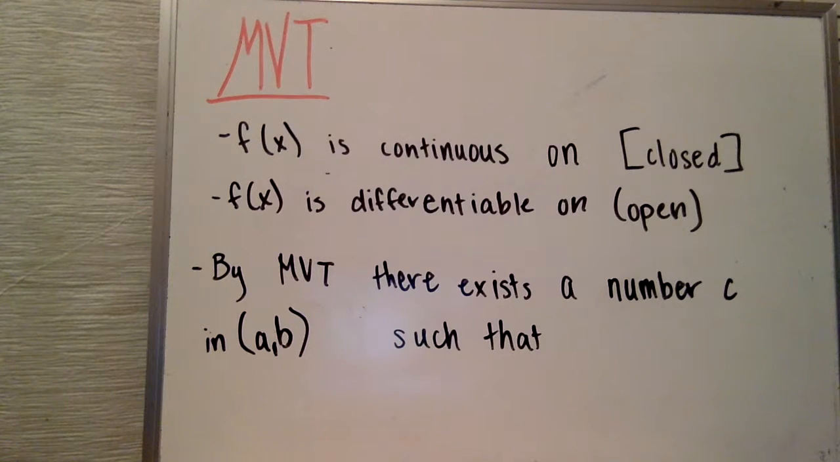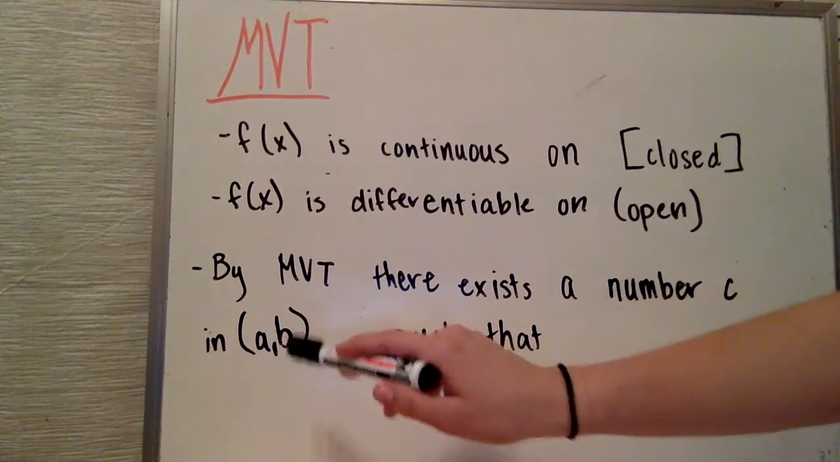It's always going to be continuous if it's a polynomial, and for differentiable, you just have to make sure, I'll show you in a minute, to prove that it's differentiable. These are your first two steps right here. And then the third step you're going to put is: by MVT there exists a number C in (a, b) such that, and then you're going to solve, and you can plug your numbers in there.